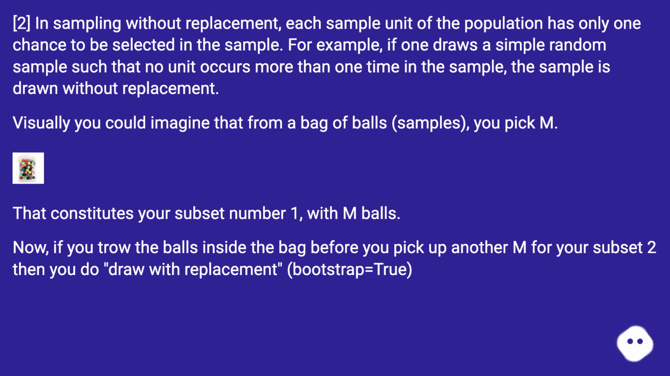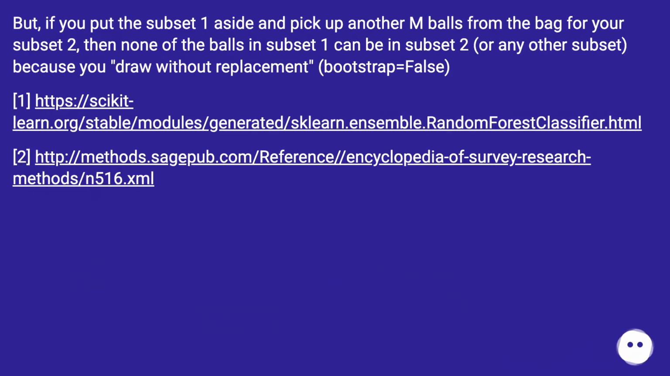Visually you could imagine that from a bag of balls, samples, you pick M. That constitutes your subset number 1, with M balls. Now, if you throw the balls back inside the bag before you pick up another M for your subset 2, then you draw with replacement, bootstrap equals true. But if you put subset 1 aside and pick up another M balls from the bag for your subset 2, then none of the balls in subset 1 can be in subset 2, or any other subset, because you draw without replacement, bootstrap equals false.